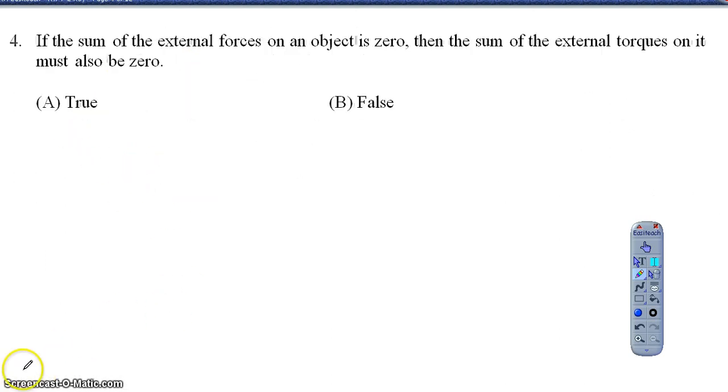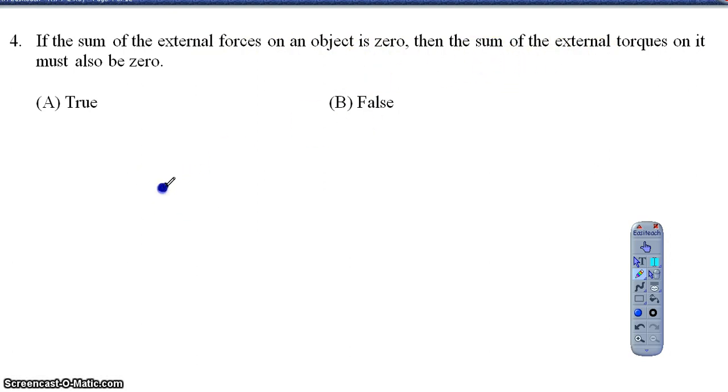So the last question on this first page here, question 4, is another good one to help us avoid maybe generalizing too much. So if the sum of the external forces on an object is 0, the sum of the external torques on it must also be 0. What we're going to see here is that the force and the torque are not necessarily directly related.